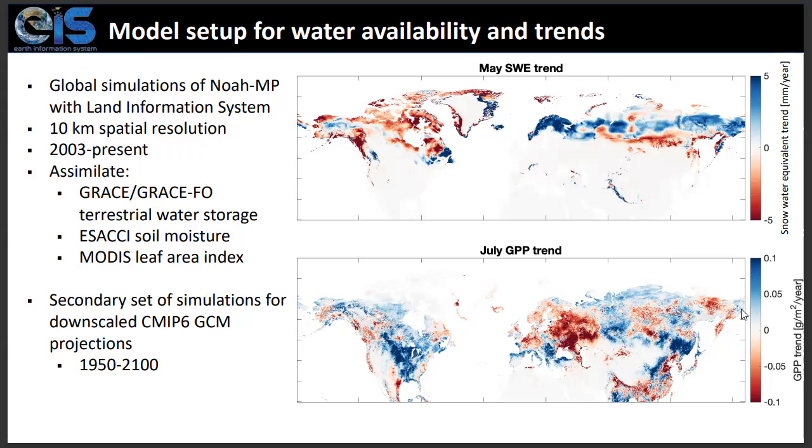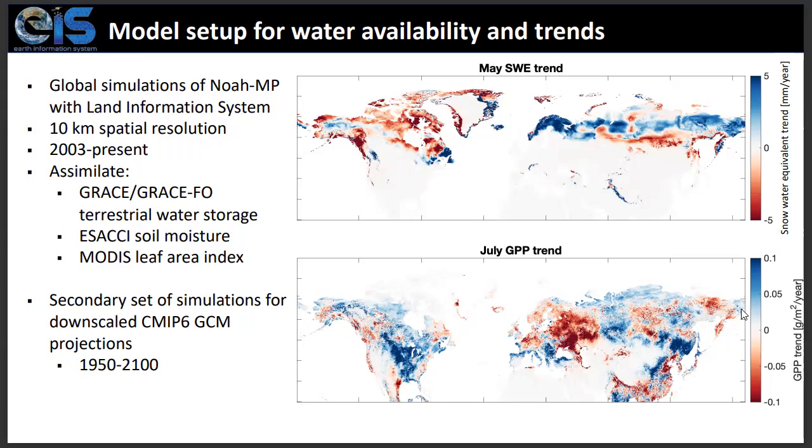And we actually have two separate sets of simulations. One is looking at the recent satellite record, where we're assimilating the data sets that are listed here on the slide. So these are looking at 2003 to the present. That's what the two figures here demonstrate, just quick figures to make, looking at the Northern Hemisphere May SWE trend and then July GPP trend.